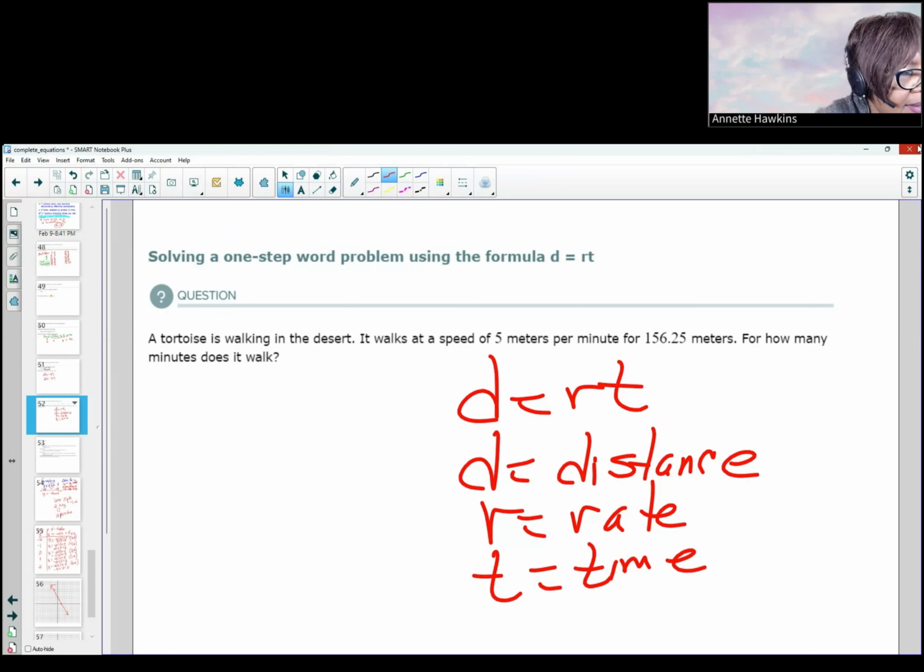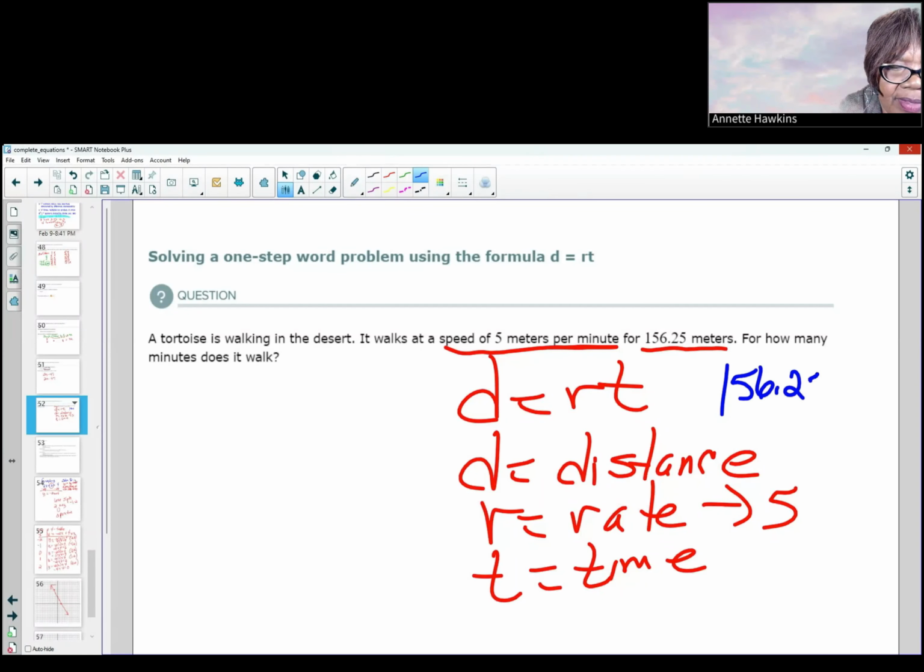It says a tortoise is walking in the desert. It walks at a speed of 5 meters per minute. Now this is our rate. 5. For 156.25 meters, that's distance. And then it says, find how many minutes did it walk. So we need to find T. That's all you do. You read it and then you take each number and plug it in.